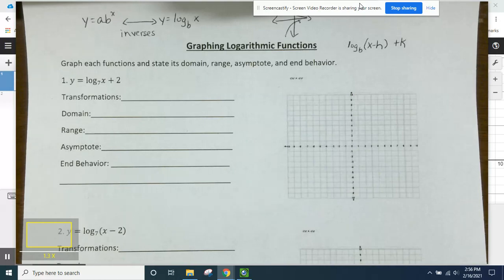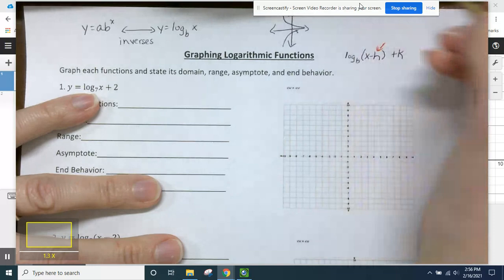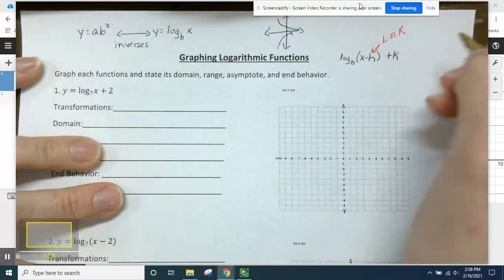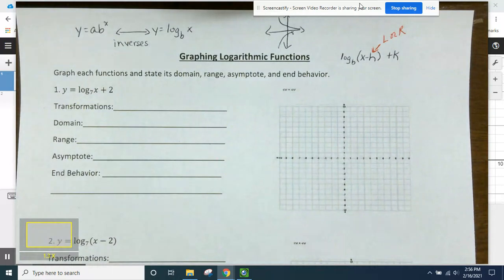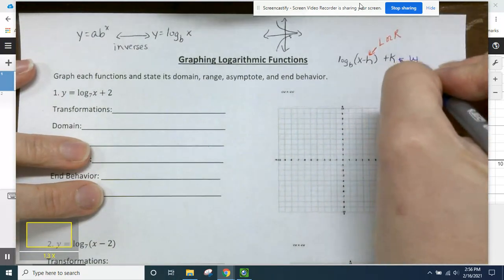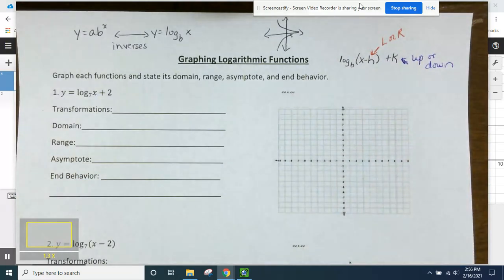Now, what I want you to remember is that this h right here, this number, moves it left or right, and your k, this number right here that's going to be out on the end, that k moves it up or down, okay? So the k moves it up and down, and the h moves it left and right.